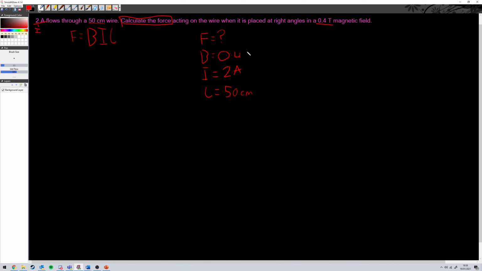0.4 Teslas. Now, let me just quickly change to a green colour for a second. Well, we're working out that, so that doesn't matter. This is the correct unit. This is the correct unit. This is not the correct unit. We like to work in meters. So let us go back over.